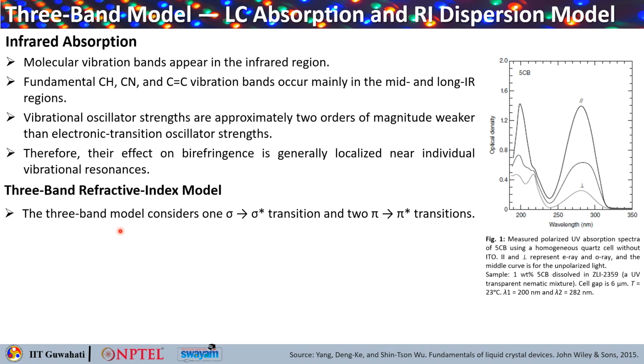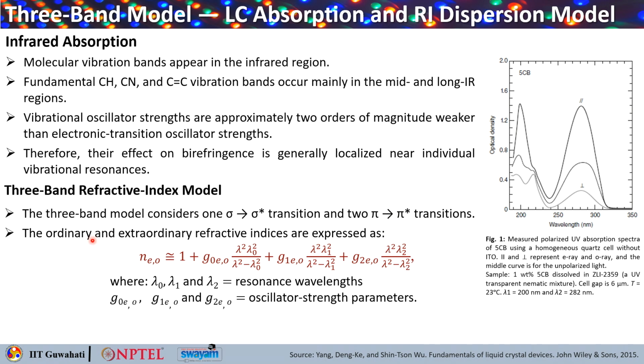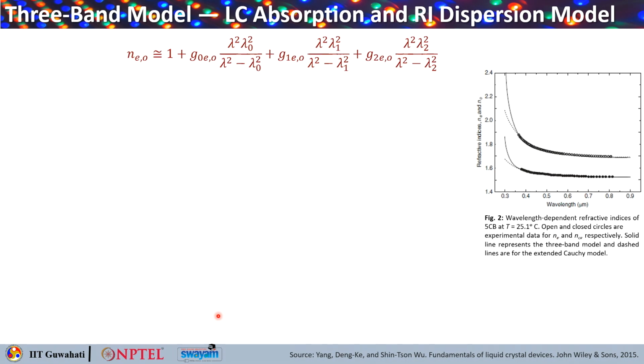So one, we understood that the 3-band model basically considers the 1 sigma to sigma star transition and the 2 pi to pi star transition, and the ordinary and extraordinary refractive indexes can then be represented as n_EO squared equal to 1 plus G0_EO lambda squared lambda naught squared divided by lambda squared minus lambda naught squared, plus G1_EO lambda squared lambda 1 squared divided by lambda squared minus lambda 1 squared, plus G2_EO lambda squared lambda 2 squared divided by lambda squared minus lambda 2 squared. So lambda naught, lambda 1 and lambda 2 are basically the resonance wavelengths that we identified previously, and these are the oscillator strength parameters, the G parameters.